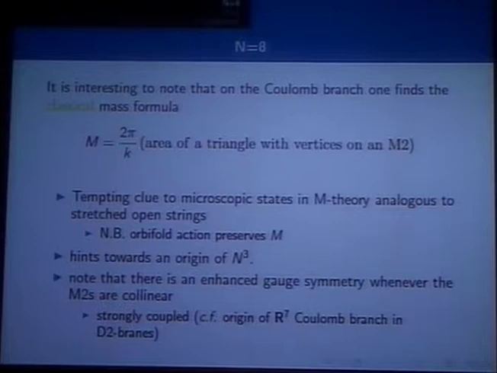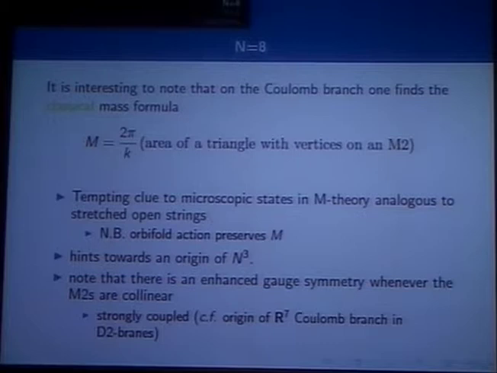But you find that the mass is proportional to the area of a triangle whose vertices end on one of the M2s. So what we'd like to do is think of this in some way, and this is speculative, of course, in relation to what you expect from D-brane physics, where you can look at the open string states between the D-branes, and the mass of these states is the length of the string that stretches between two D-branes. And here you're finding that whatever object replaces it, it seems to have three prongs, it's a triangle, and it's proportional to the area.